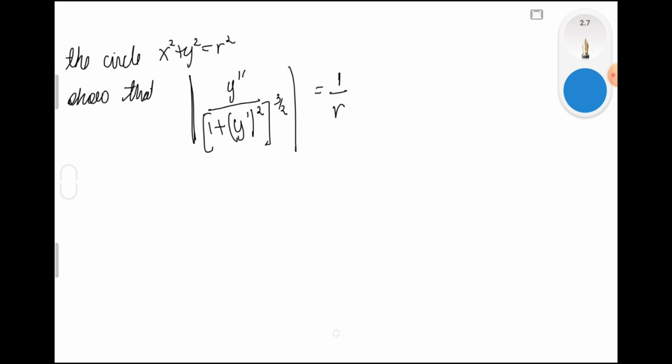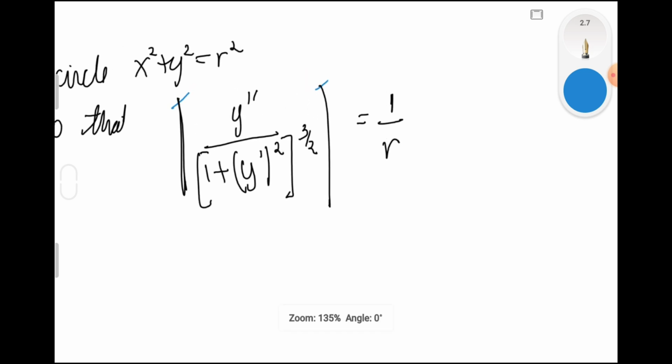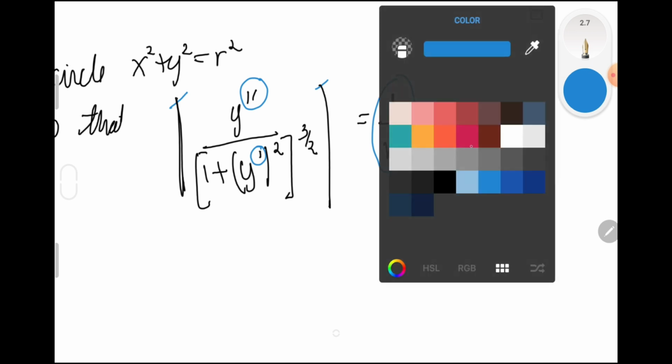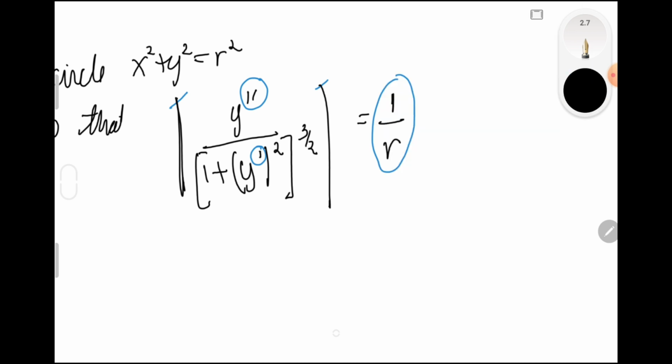So first, analyze the problem. What are the possible values na nandito? So first things first, yung absolute. So, take note, pag absolute value, lagi yung positive. Okay? Kahit may negative pagsagot, pag kinuha mo yung absolute value niya, positive pa rin yan. Okay? Next is yung y double prime natin, which means we need the second derivative, and also our y prime, which means we need the first derivative. And also, it is equal to 1 over r. Right? So, para natin siya solve, okay, solution.